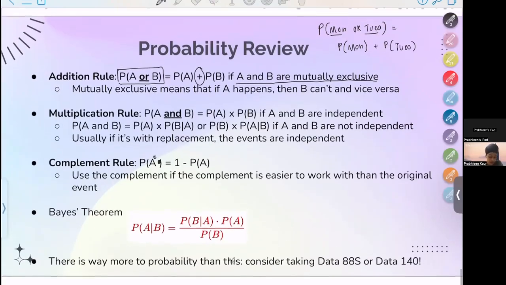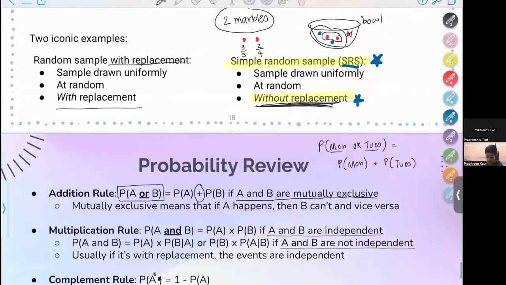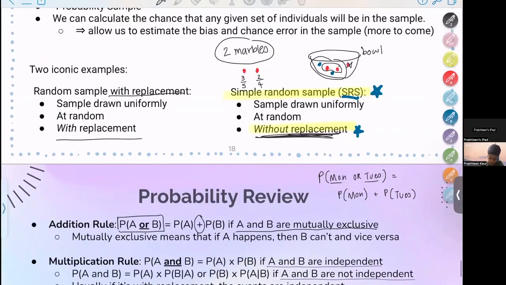The second rule we're looking at here is the multiplication rule. There are two cases we have to think about for the multiplication rule. The first case is if A and B are independent, and the second is if events A and B are not independent. And so a good example to think of is the bowl we just talked about.